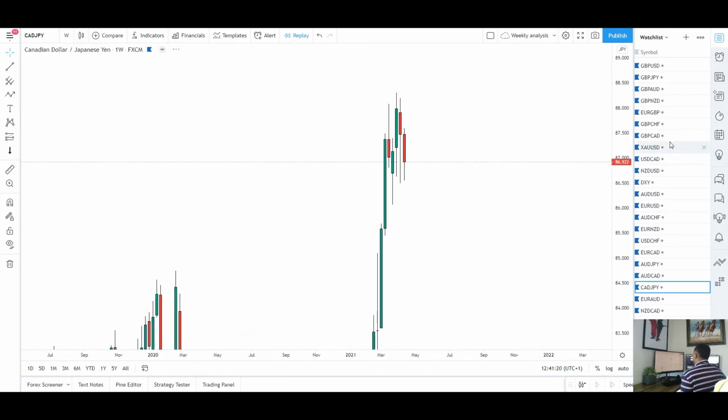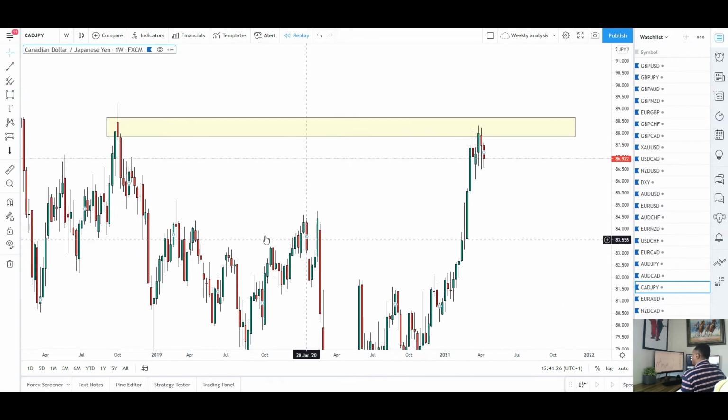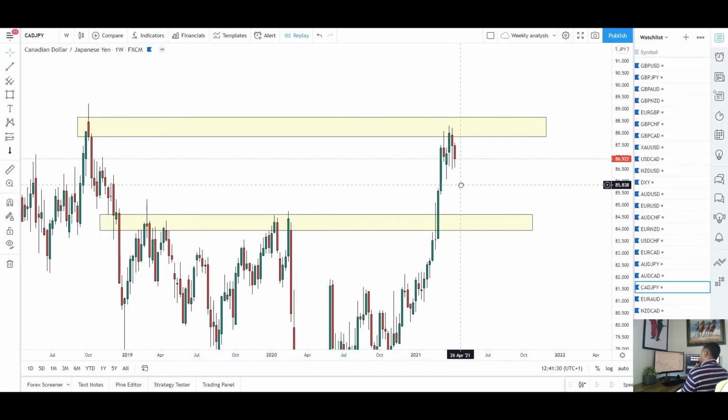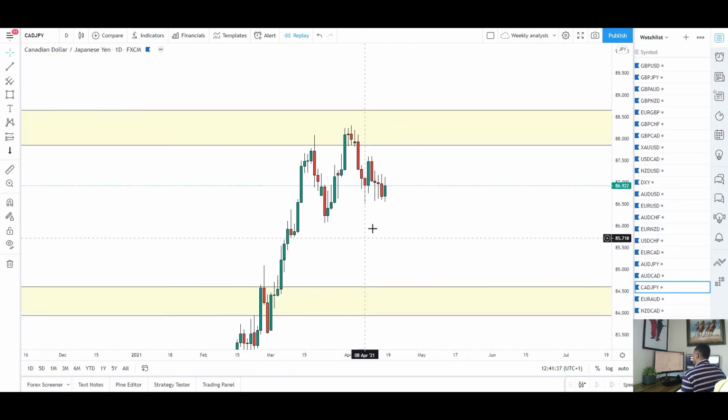Again, we do have that key weekly resistance just above us here. If I just take that across, 88 is a key level of resistance, as you can see, holding that level there, and a key level of support here, which price did not retest. So I'm still favoring a move to the downside to retest that area eventually. However, as you can see, price is having a hard time pushing down.